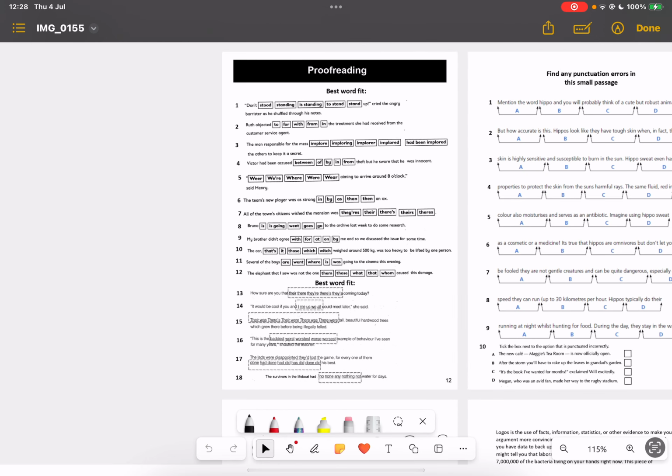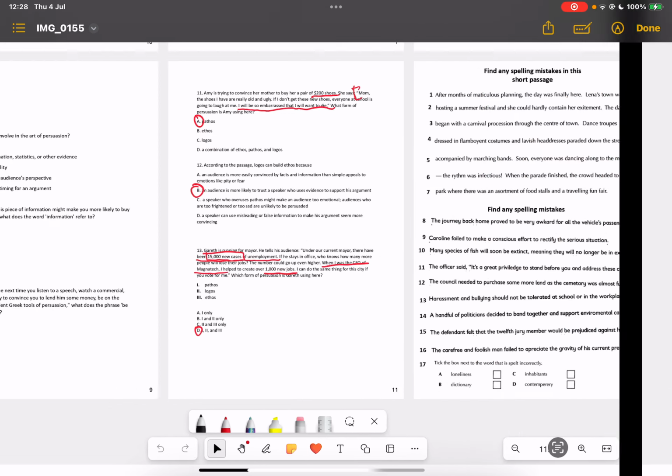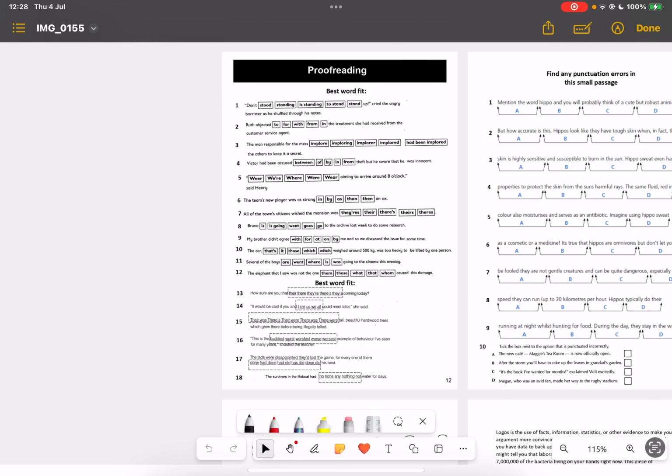Next is proofreading. This one is best word. Okay. So best word here.